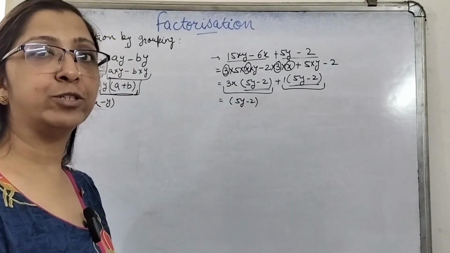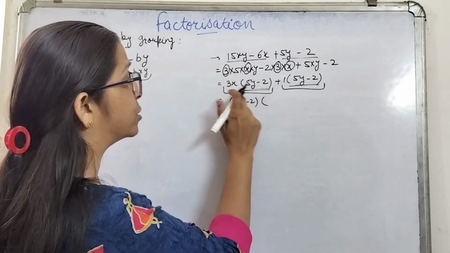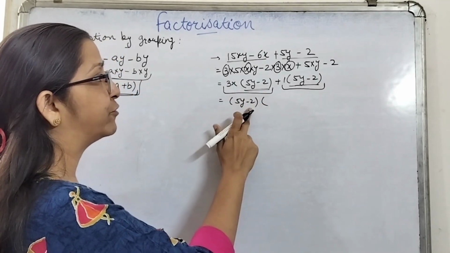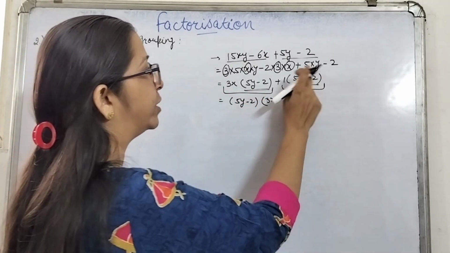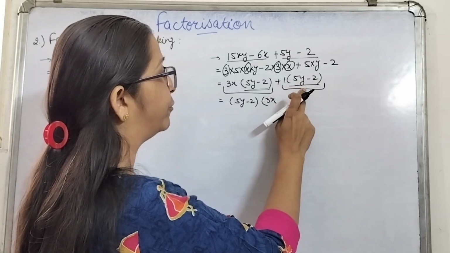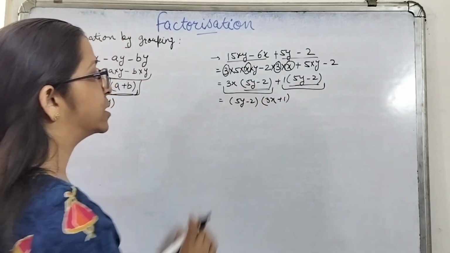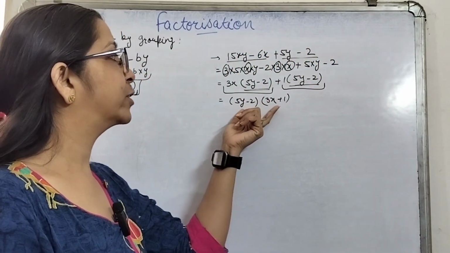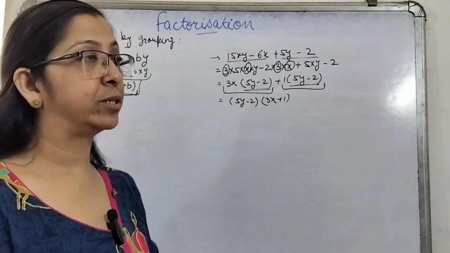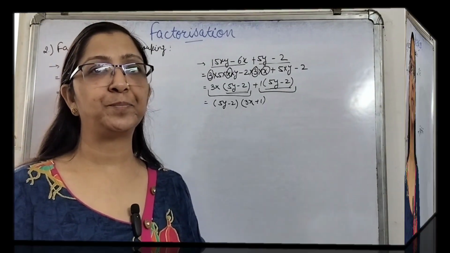So we'll take it outside the bracket, and in the other bracket we will take this. If this whole term is divided by 5y minus 2, we will get 3x. And if we divide this term by 5y minus 2, we will get plus 1. So this is how this given expression could be represented as a product of these two given expressions. So this is how we can factorize by the grouping method.